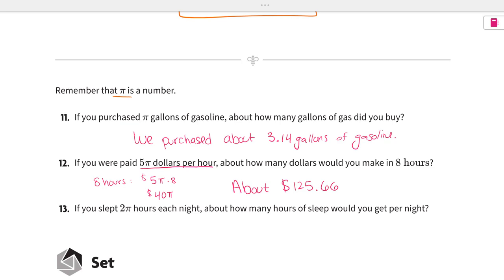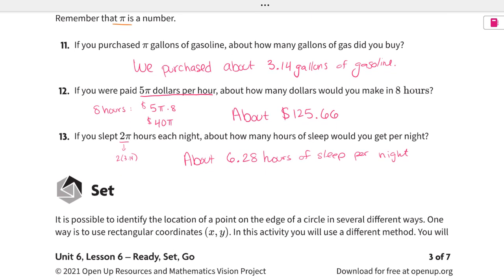Question 13. If you slept 2 pi hours each night, about how many hours of sleep do you get per night? So here we get 2 times 3.14, or about 6.28 hours of sleep per night. Hopefully you are getting more than that, because that's not quite enough for most people.